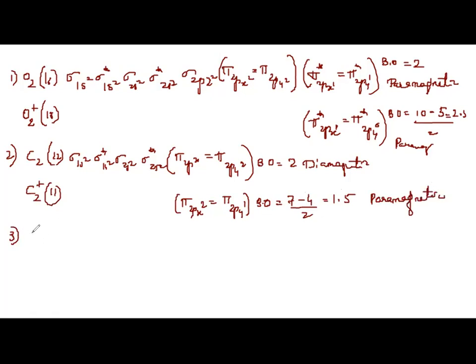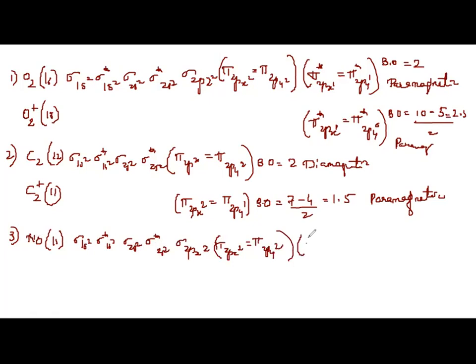Third option is NO to NO plus. NO: nitrogen 7, oxygen 8, 15 electrons. Sigma 1s2, sigma star 1s2, sigma 2s2, sigma star 2s2, sigma 2pz2, pi 2px2 equal to pi 2py2. So 2, 4, 6, 8, 10, 12, 14. Here nitrogen 7 and oxygen 8, so it is 15 electrons. Pi star 2px1, yes, it will have 1. Bond order: 2, 4, 6, 8, 10. 10 minus 2, 4, 5. 10 minus 5 by 2 is 5 by 2, and that is equal to bond order 2.5, and it is paramagnetic.